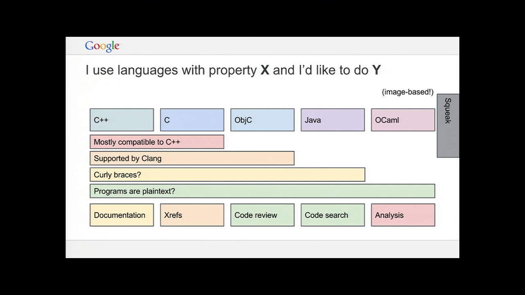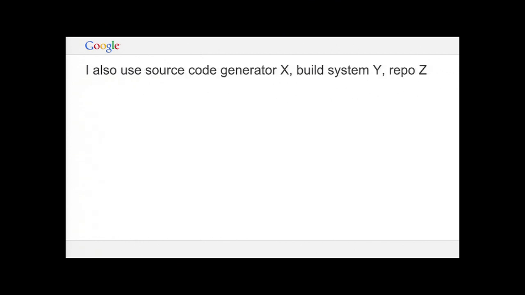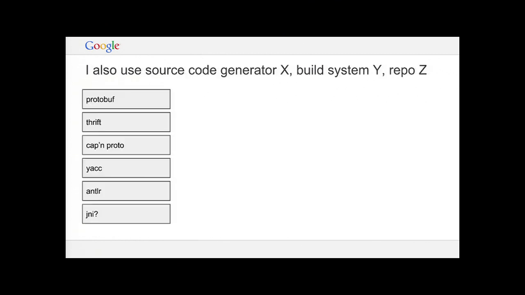Furthermore, the programming language that you use to develop software isn't the only tool that you use to develop software, right? You have source code generators. You have things like protocol buffers or Thrift or Cap'n Proto. Maybe you use parser generators like Yacc or ANTLR, or maybe you use JNI to connect Java code to C++ code. All right, do your tools understand all of those things? What do you have to do to your tools to make them understand a new source code generator?